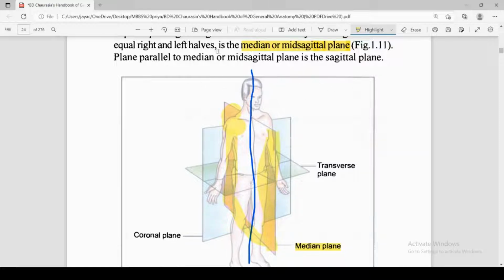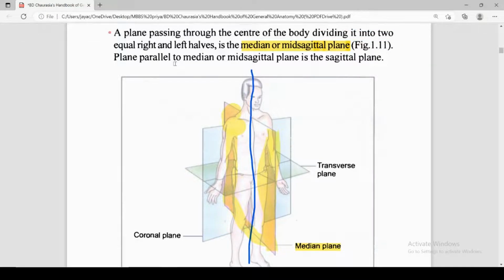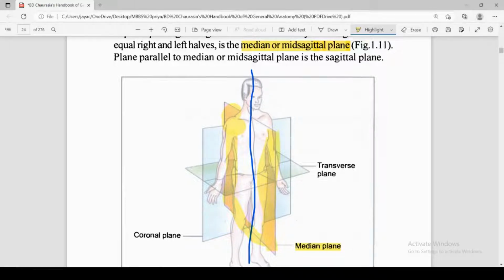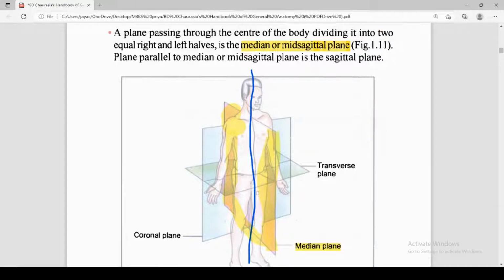And next is the plane that is parallel to the median or the mid-sagittal plane. It is the sagittal plane. If it divides into equal right and left half, we call it the median or mid-sagittal plane.